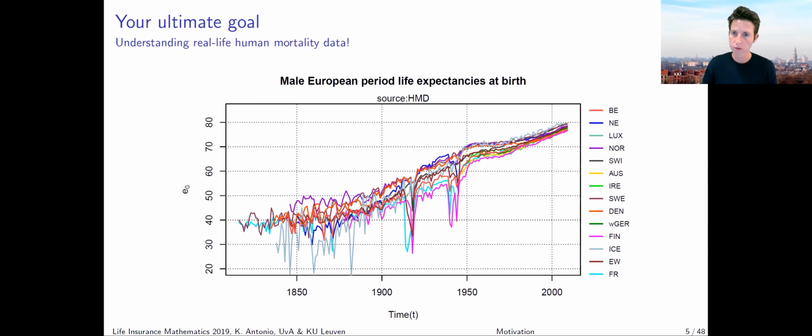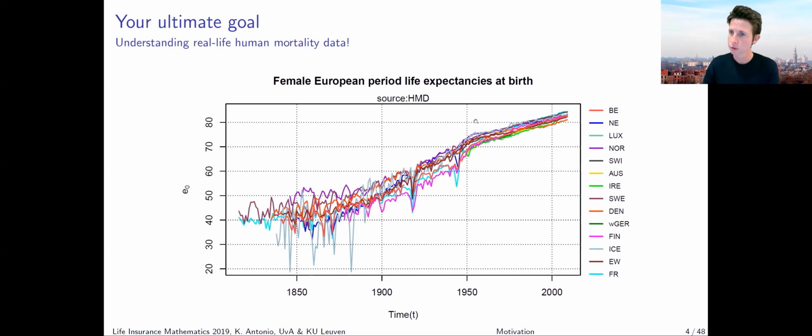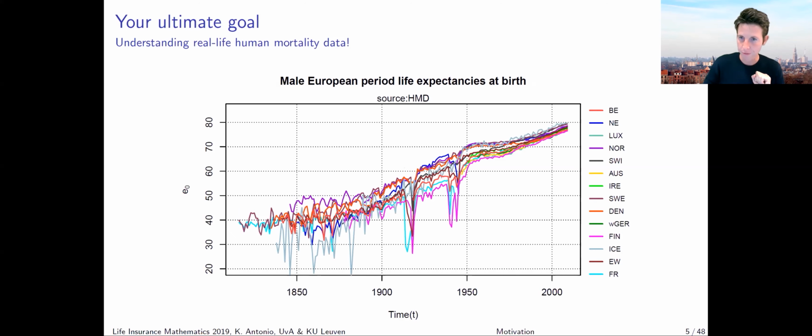And I think on the next slide, I've got the same graph for the males. So here, if I jump between these two sheets, you see that nowadays, still, females have a higher expected future lifetime compared to their male counterparts for the same age.